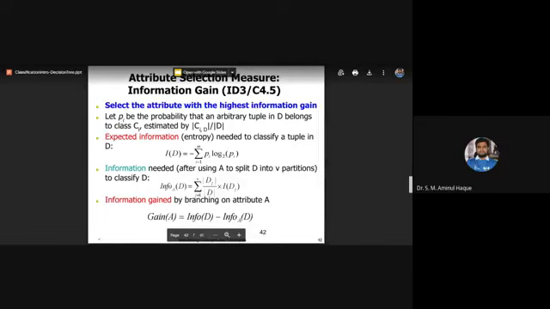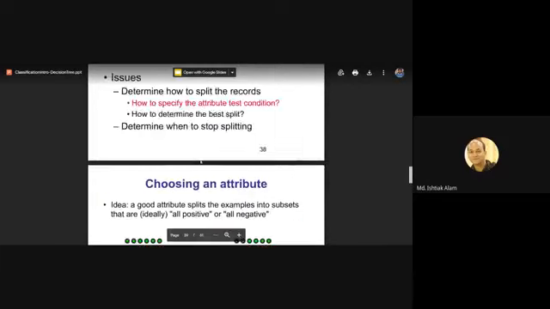So first, we calculate the gain for all the attributes. Which one is the highest? It becomes the root. Okay, sir. Then how do we find the next child? How do you find the next one?